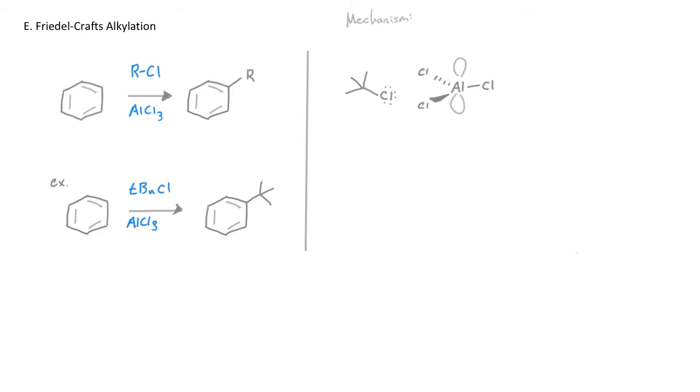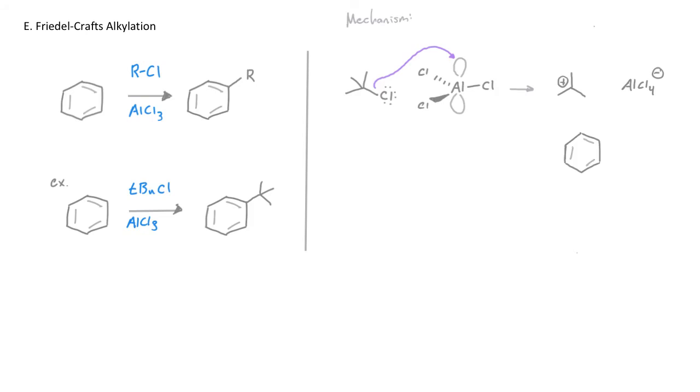So, for example, the electron pair that comprises the covalent bond between chlorine and the tertiary carbon atom of tert-butyl chloride breaks to form a new bond between aluminum and that chlorine atom. This, of course, leads to the formation of a carbocation intermediate, which in this case is a relatively stable one as it is a tertiary carbocation. It's this carbocation intermediate, however, that acts as the electrophile in an electrophilic aromatic substitution reaction with benzene.